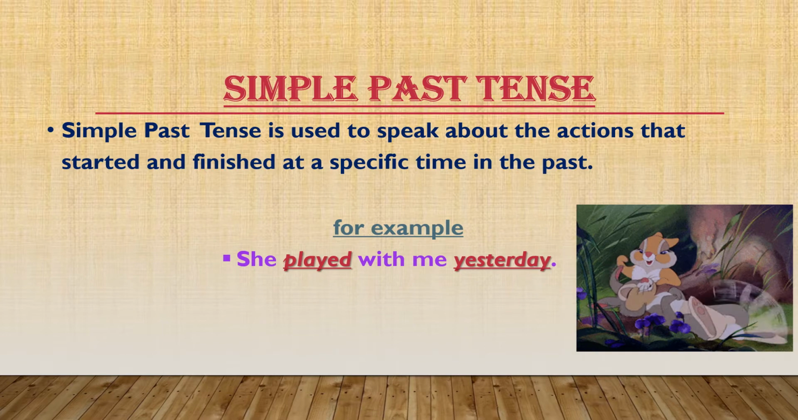She played with me yesterday. So here that girl played with me. This action is already over because she played with me yesterday. So here played is the verb and this verb played is expressing very well that this action is already over. This is simple past tense.